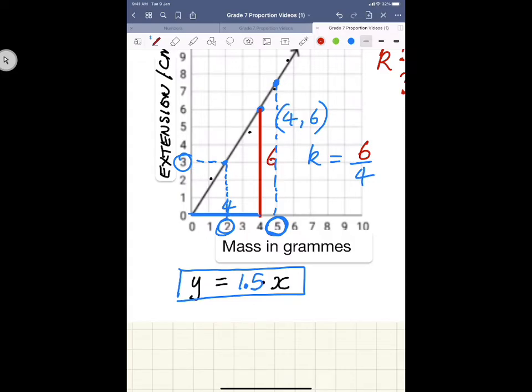Yeah, Sophie? If we add more mass on it, the extension. Okay. So in science terms, the mass is the independent variable and the extension is the dependent variable. So the extension of a spring depends on the amount of mass you put on. Okay, so Toby, you could have the rule going the other way, but whatever is the driver goes on the x-axis. So mass is always on the x.